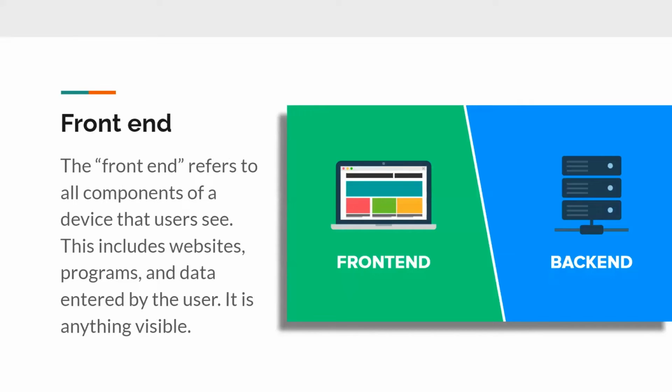So now we're going to talk about front-end and back-end. First off, front-end refers to all the components of an application or website that a user can see. This often, as the slide shows, refers to websites. And in terms of websites, it can be all the visual and interactive features that the user and consumer can use.